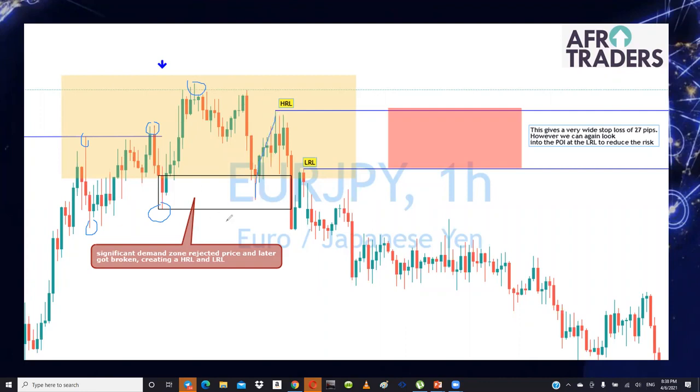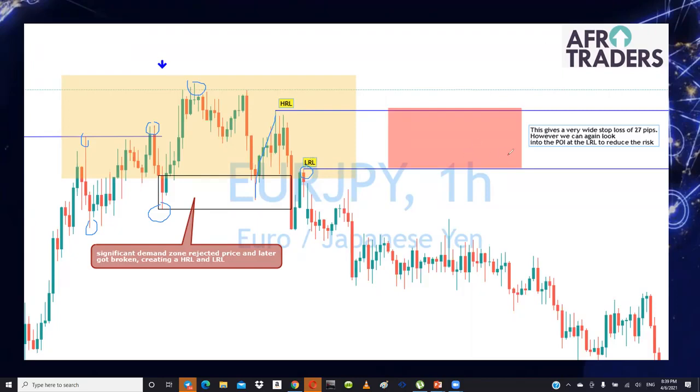So this makes this level a significant level, right? Because price came back to it and rejected. There was a first rejection before breaking it. So when it broke, it gave us this pullback. So this becomes a low resistance liquidity. This is a high resistance liquidity, and this is a low resistance liquidity, right?